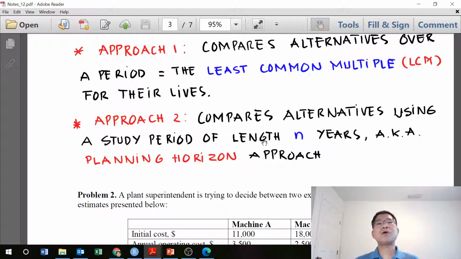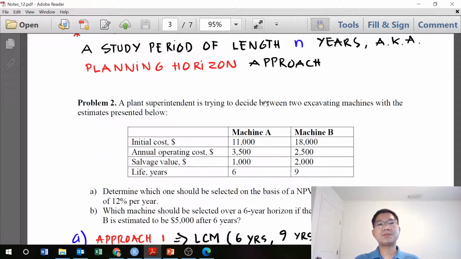So which approach are we going to use for this class? If the problem doesn't say anything about the planning horizon, doesn't specifically or explicitly say how many years we compare, then automatically use approach number one, least common multiple. If they specifically specify the planning horizon, how many years, then approach number two. So let's apply that in problem two here.